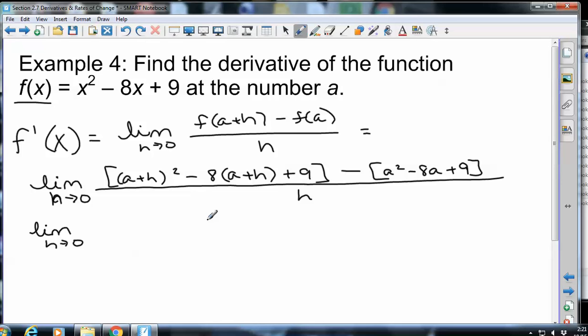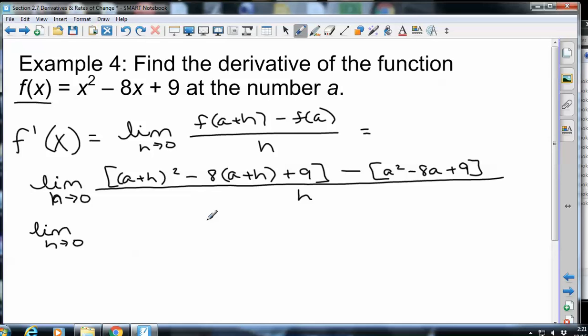This is the definition of derivative that we've done on the last two. So all I'm doing is plugging those variables into my function. So when I say f of a plus h, it means you go here, you replace your x's with a plus h. How do you know what the a and the h are?